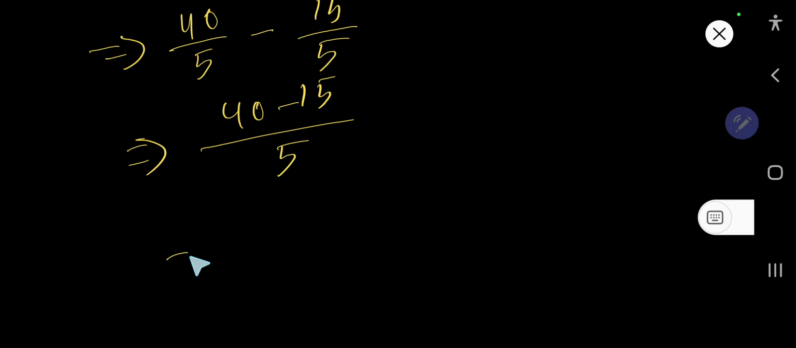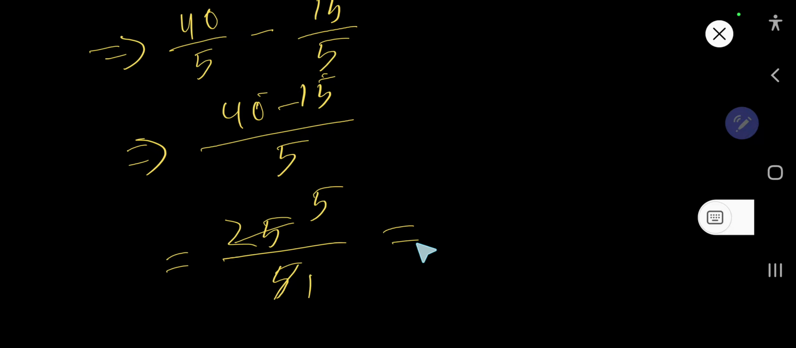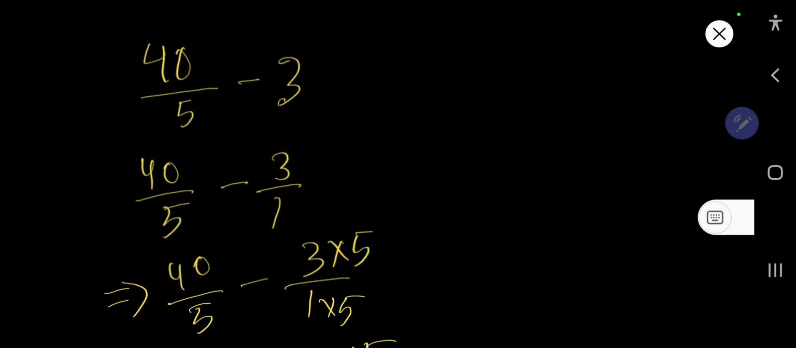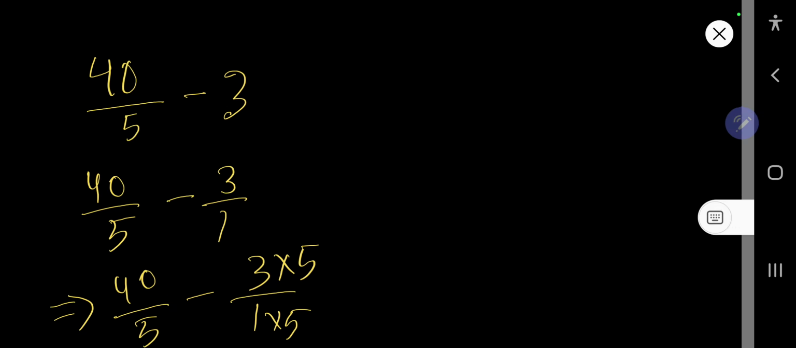So we are getting here, look, 5, carry 1, 2, 25 divided by 5. So if you divide both numbers by 5, then you will get 5 and you will get 1. So 5 over 1 means 5. So this is the example of subtraction.